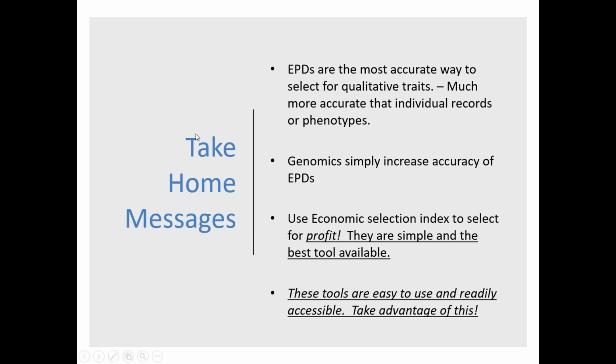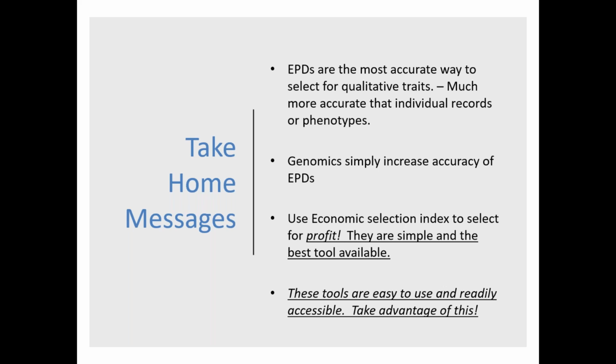Really, EPDs are the most accurate way to select for quantitative traits. 7 to 9 times more accurate than looking at actual phenotypes for those traits. Genomics, there's nothing magical about it. It just adds more information, early in a young animal's life, with one simple DNA test.